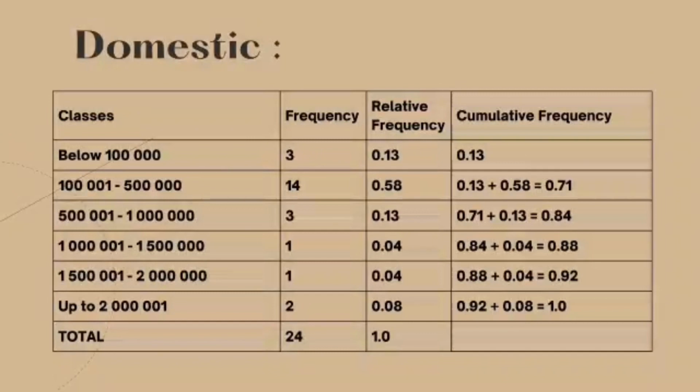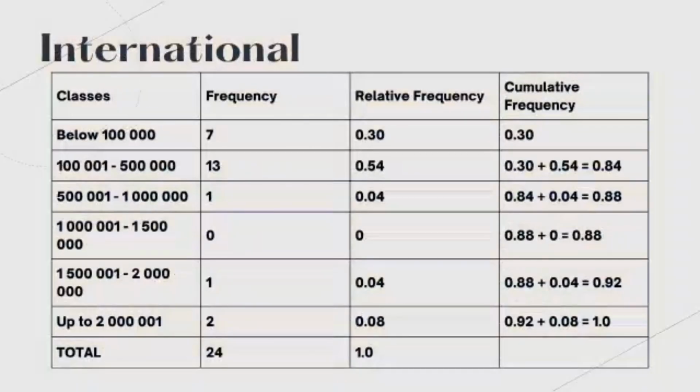Next is cumulative relative frequency. To find the cumulative relative frequency, we add all previous relative frequencies to the relative frequency for the current row. For example, as we can see on the slide, in the domestic part, 0.13 is added to the previous relative frequency 0.58, so the answer is 0.71. The international part is calculated the same as the domestic.